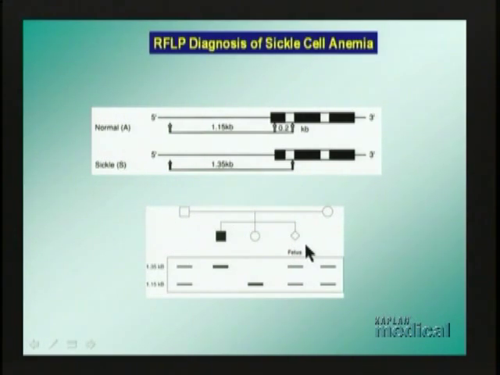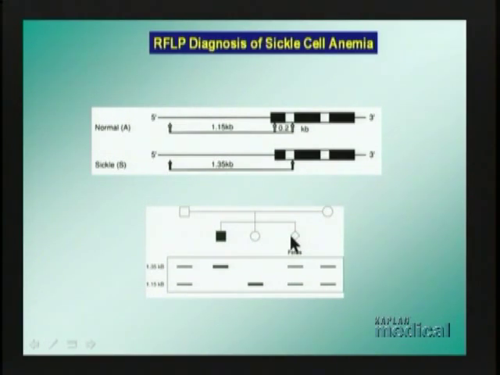Now you know from medical genetics that sickle cell anemia is an autosomal recessive disease. So in this pedigree, here are two parents, a male and a female, giving rise to the offspring. Here is a male who has sickle cell anemia. Here is a daughter who does not have the disease, and here is a fetus.